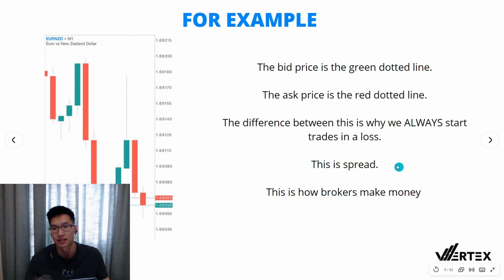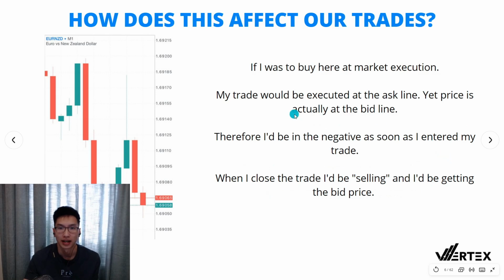The difference between this is why we always start trades in a loss. This is spread. This is how brokers make money. For example, in this scenario, if I was to buy here at market execution, my trade would be executed at the ask line price, yet price is actually at the bid line. So if I was to buy, my entry would actually be here on the red line and price would be here. So I would immediately start in a loss depending on what my lot size was multiplied by the pip size here. That would be the difference in spread. That is spread, and that's how much I would start my trade in the negative.